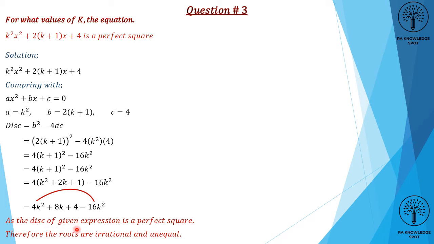Okay, the discriminant of the given expression is a perfect square. If the discriminant is a perfect square, then the roots will be rational and unequal. You just go towards that page once again, because when the discriminant is a perfect square, the roots will be rational and unequal. Then we have to put the discriminant equal to 0.